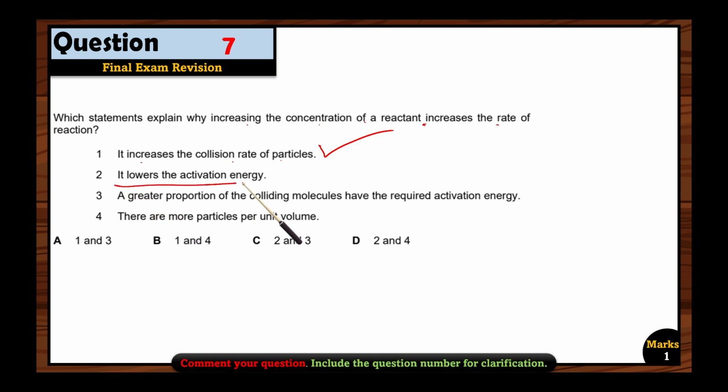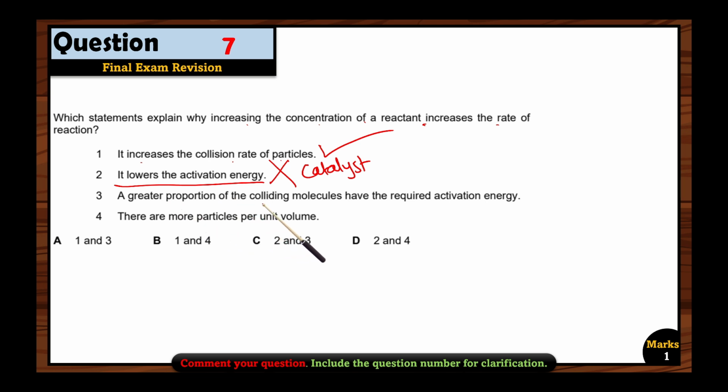It lowers the activation energy. Wrong. Only a catalyst can lower the activation energy. It is the job of the catalyst. No other factor, temperature, concentration or surface area, can lower the activation energy. Only a catalyst actually lowers the activation energy, okay? So this option is wrong.